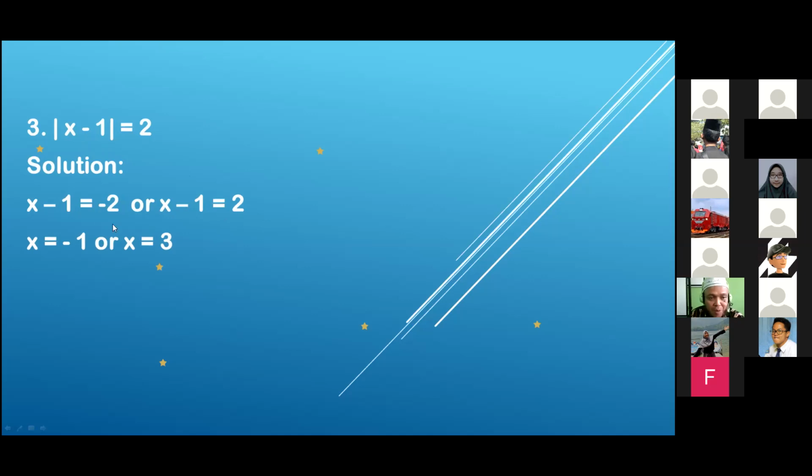So by the cancellation, by adding 1 on both the right side and the left side, we have x equals negative 1. On the other hand, by adding plus 1 to the left side, on the right side we have x equals 3. So the solutions to this absolute value equation are negative 1 and 3.